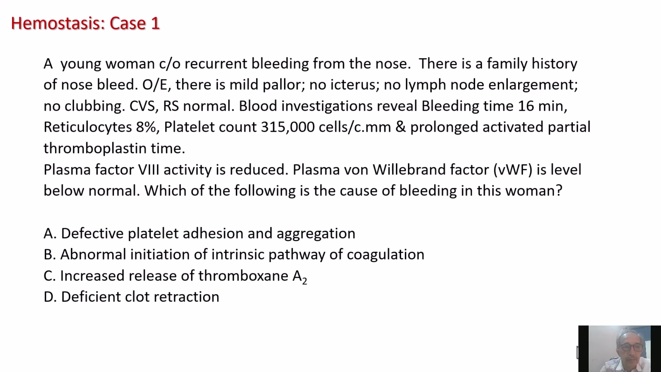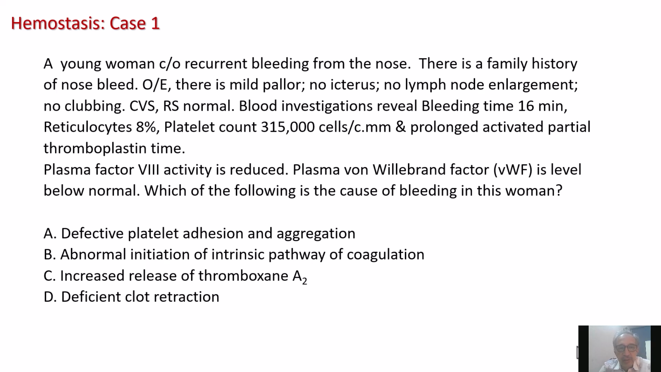In this video, let us solve some clinical cases relating to hemostasis and blood coagulation. Case 1. A young woman complains of recurrent bleeding from the nose. There is a family history of nosebleed. On examination, there is a mild pallor, no icterus, no lymph node enlargement, no clubbing.